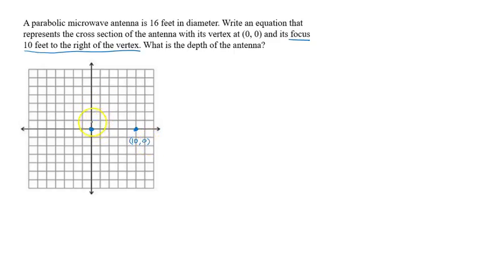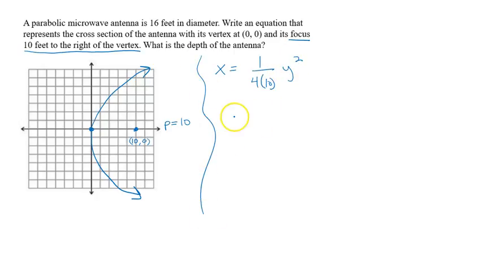And I know my parabola is going to go something like this. Pew! To the right. But I don't know exactly where. But I don't care because I know what p is. I'm going to the right, so p is 10. So my equation is going to be, this is opening to the side, so x equals 1 over 4p, p is 10, y squared. So x equals 1/40 y squared.